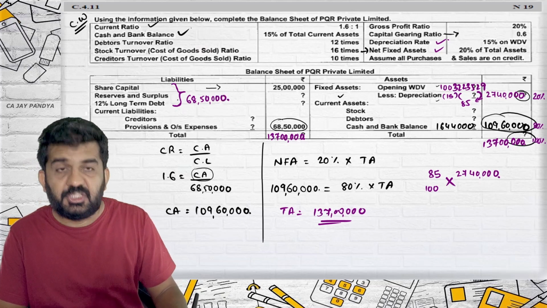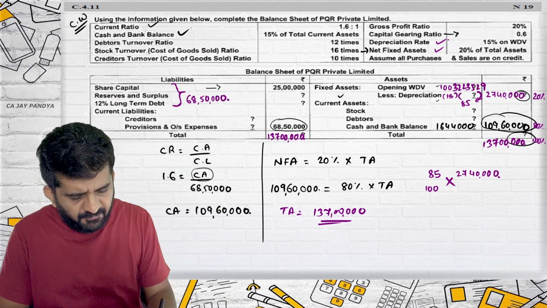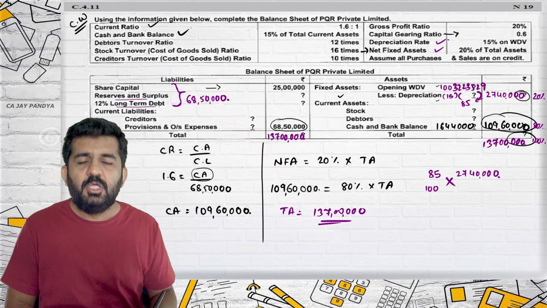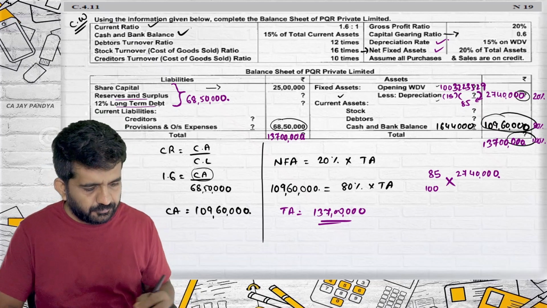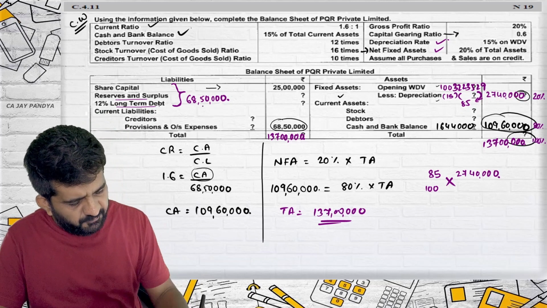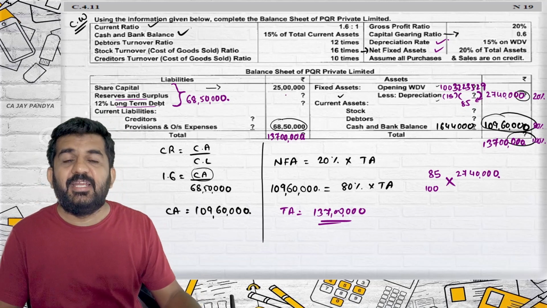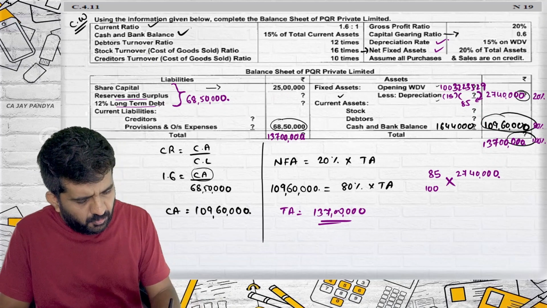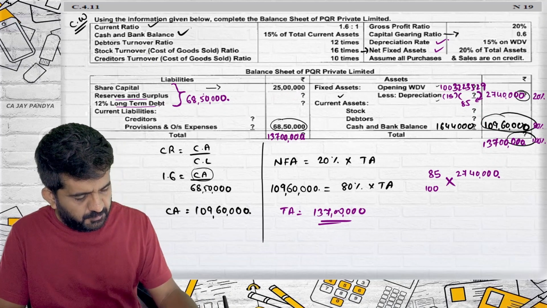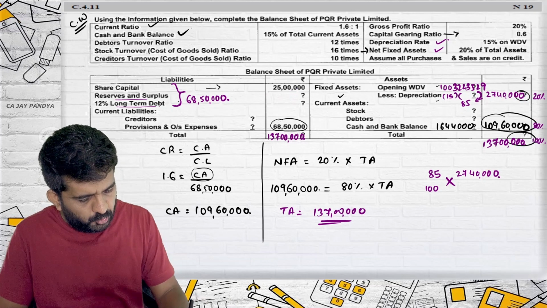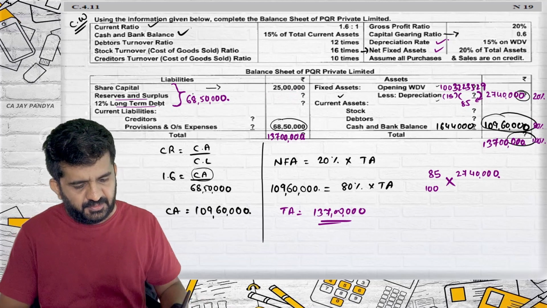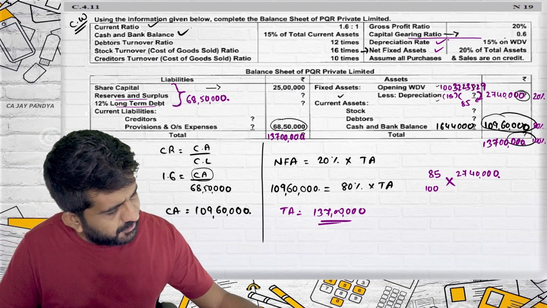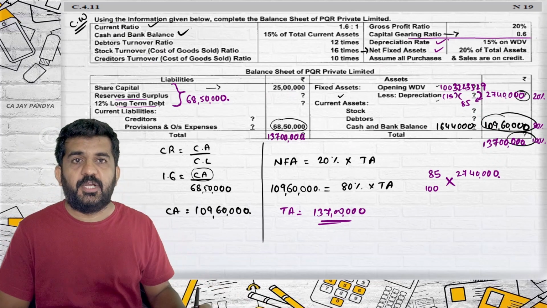So this figure will be 68,50,000. This three. Can I find out the figure of these two, reserves and surplus and 12% long-term loan? The answer is yes, because if I do 68,50,000 minus 25 lakhs, I will be getting the answer of these two. But right now I am concentrating only on this much. The total of these three is 68,50,000. Am I having capital gearing ratio 0.6? Yes.